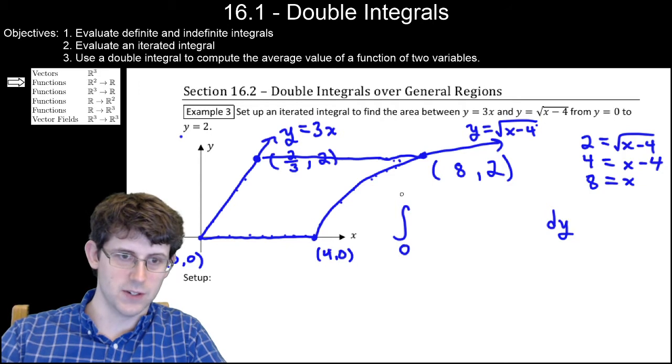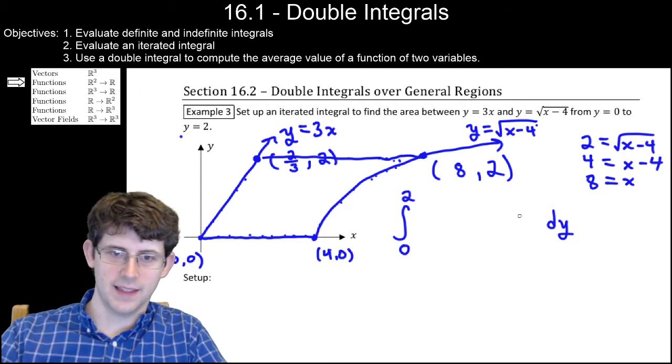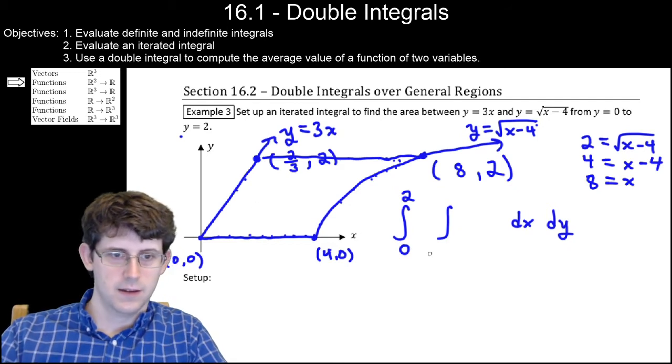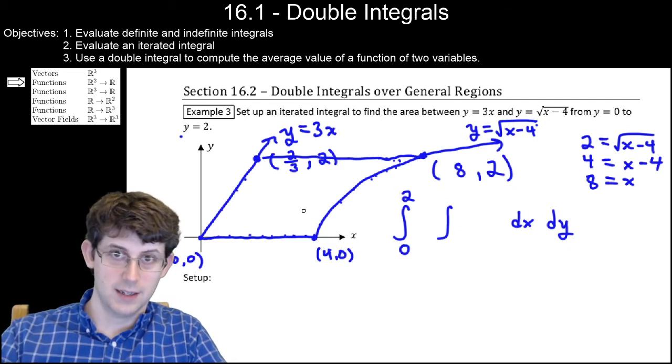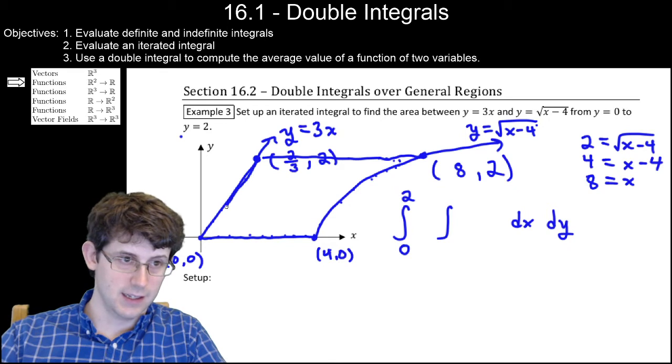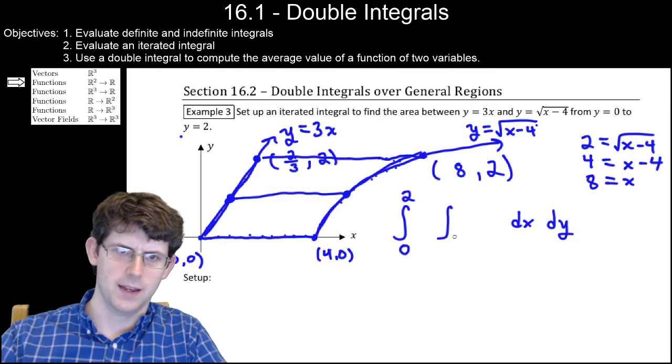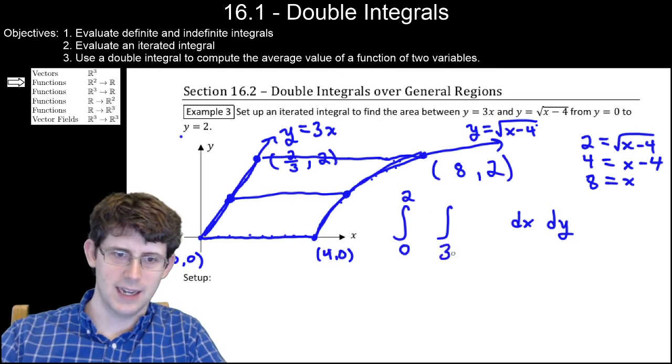Y goes from 0 to 2. And then the inner integral can be the x's. For any given y, the region starts here and goes over to here. So what is that? Well, here's a wrong answer. It's not this.